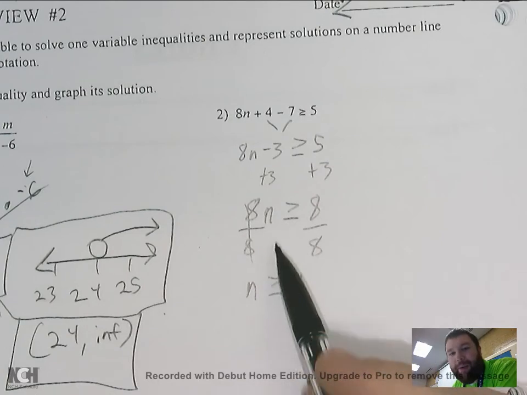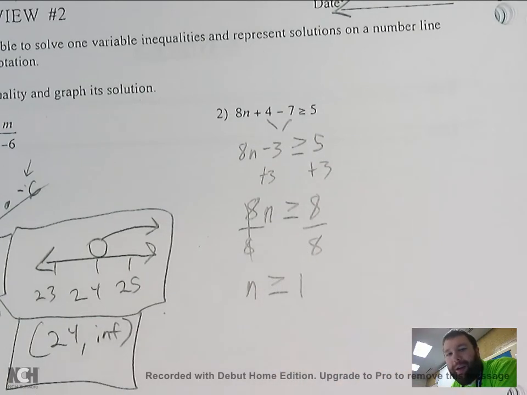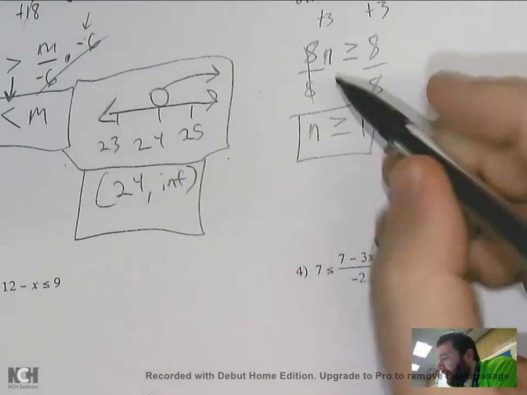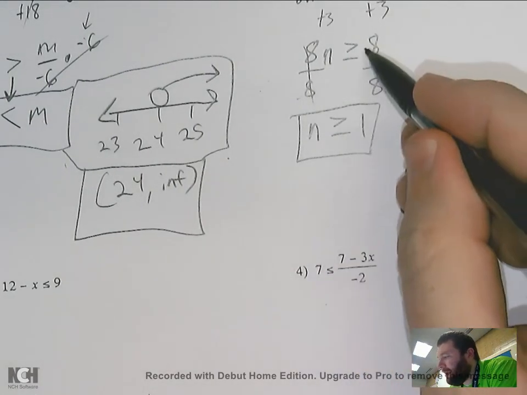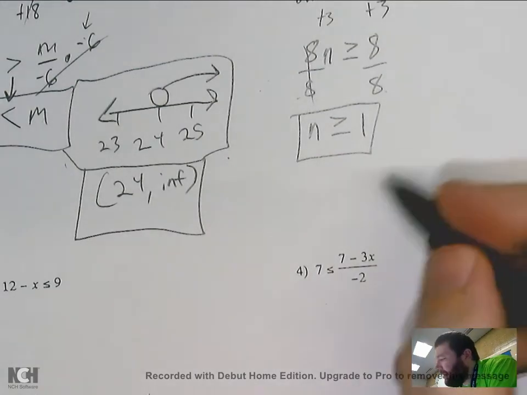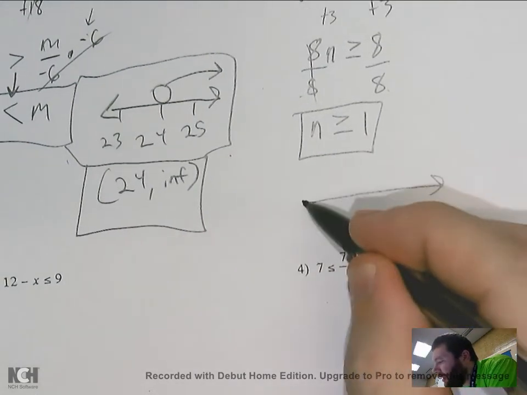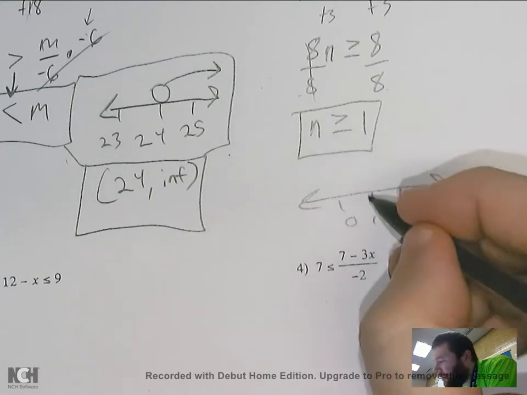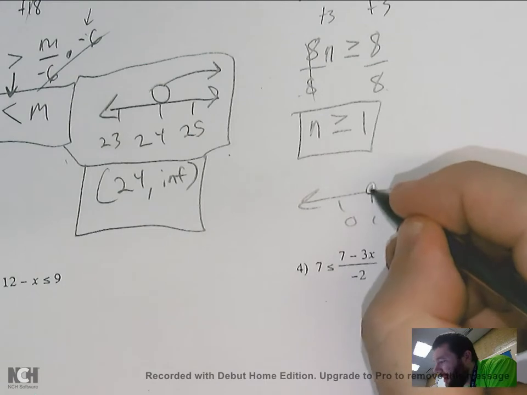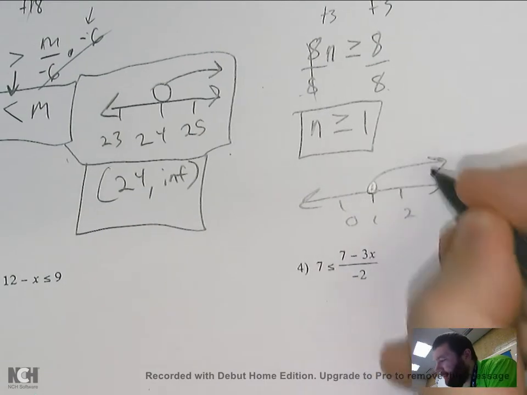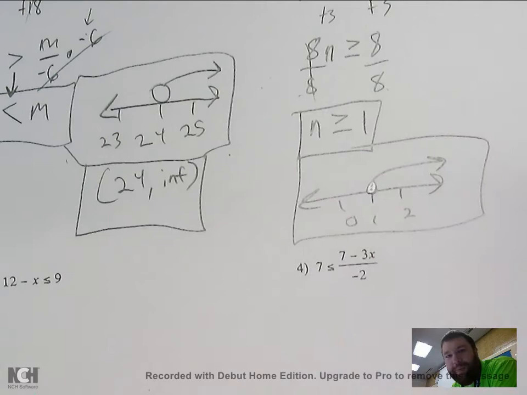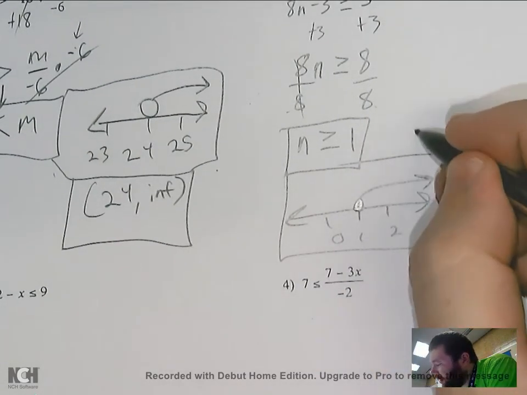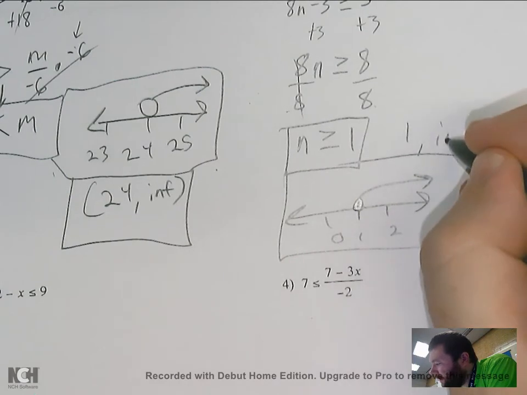Notice I did not flip the sign when I divided because that is a positive 8. It only flips if you divide by a negative, and it's this number that matters. If this had been negative, it would have mattered. So that's one answer. And then for my number line, 0, 1, 2, this is going to be a closed circle because it's got the line underneath it. And it is eating the variable again, so it's going to go to the right. So there's your second answer. And then the third answer is interval notation. The least number is 1, the greatest number is infinity.